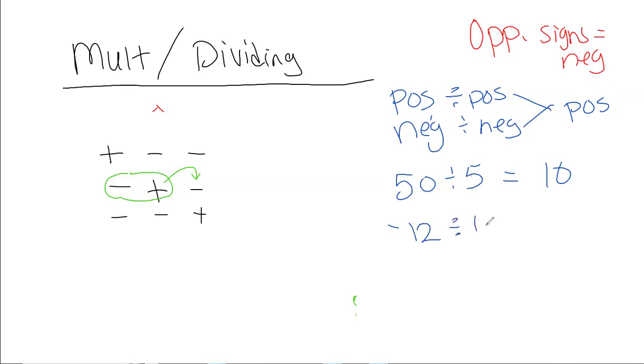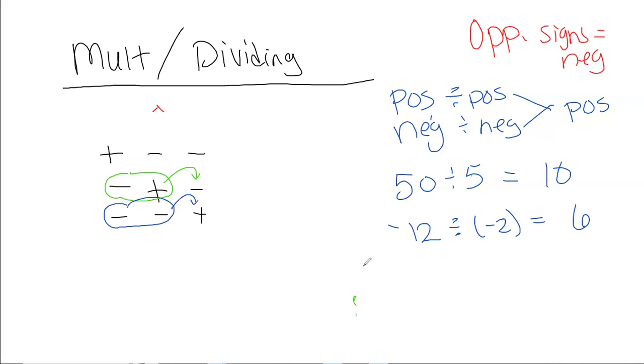-12 divide -2, again, parentheses recommended so that the signs don't run together. Negative divide negative, divided as normal, 12 divided 2 is 6, and 2 negatives turn positive. That's the bottom row on tic-tac-toe. Negative divide negative is positive.